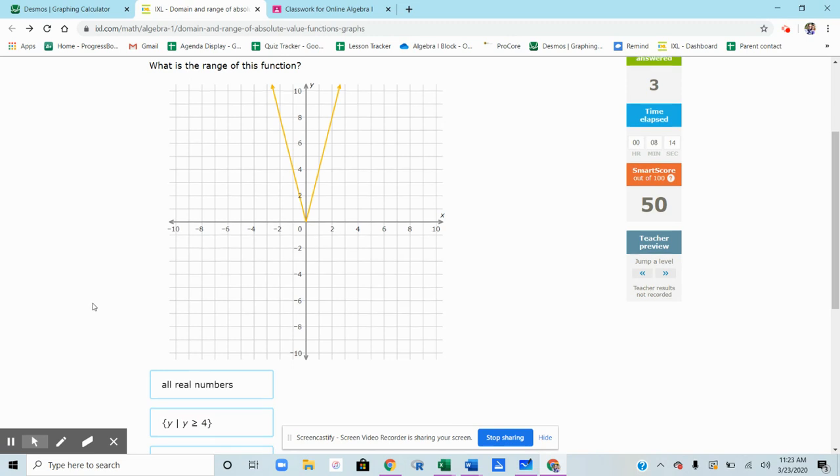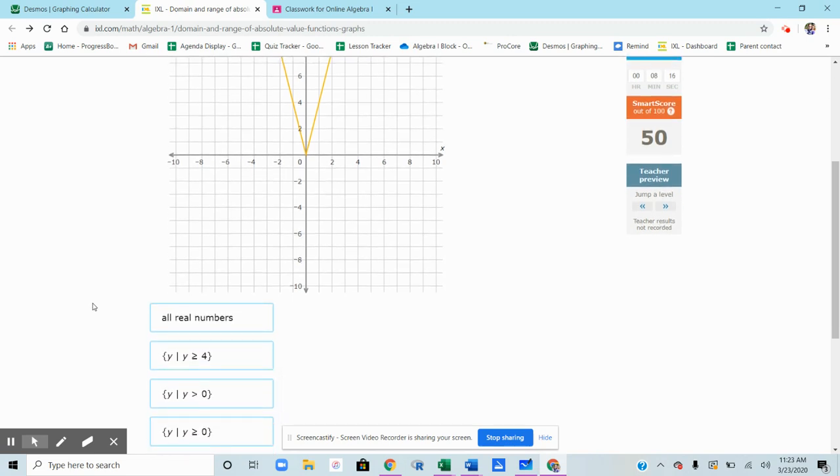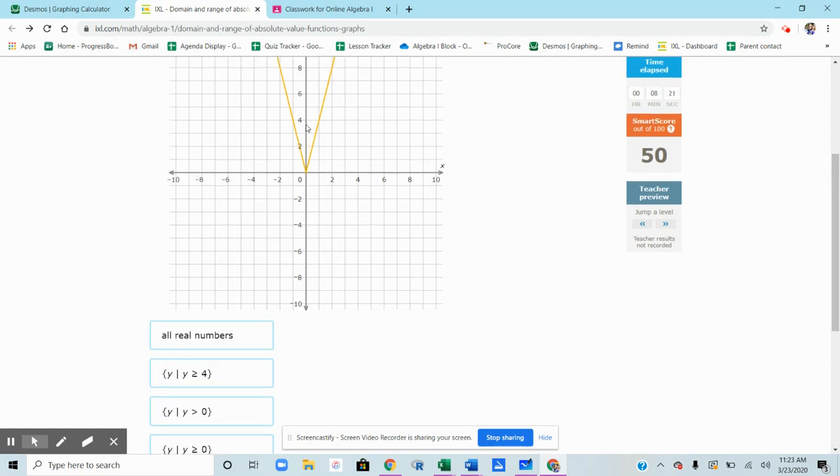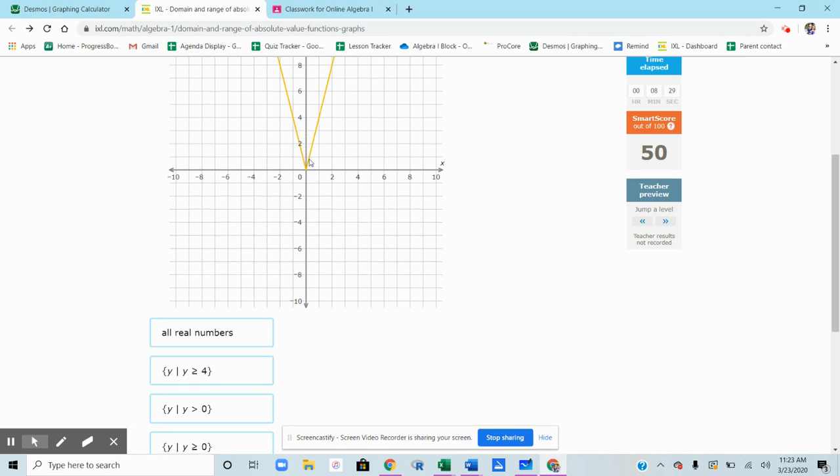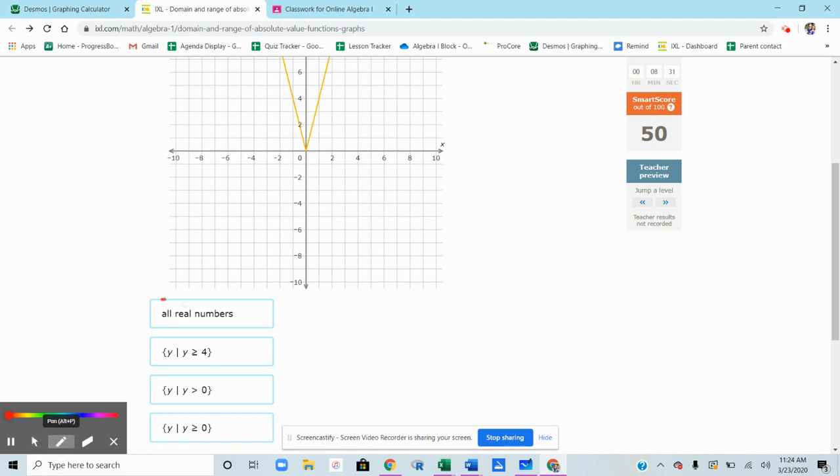So let's look at our options and see which one makes the most sense. Y is greater than or equal to 4. Well, if that was true, your graph would start here at 4 and go up forever. But look, there's values underneath the 4, so that one doesn't make sense either. That leaves me with one of the bottom two, which makes sense in either case because we're at 0 and things are above it.